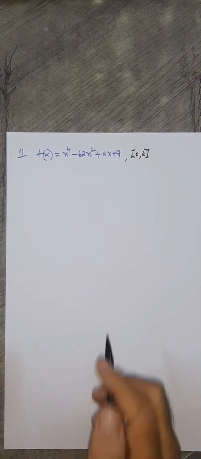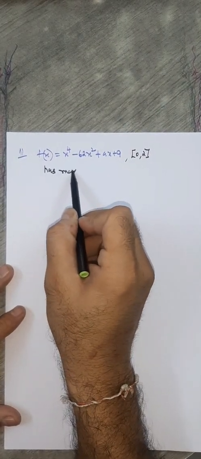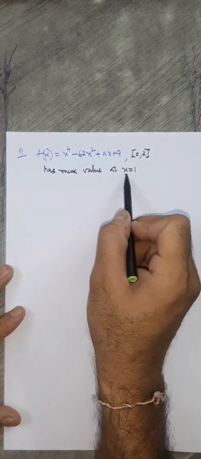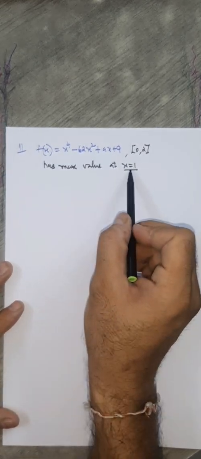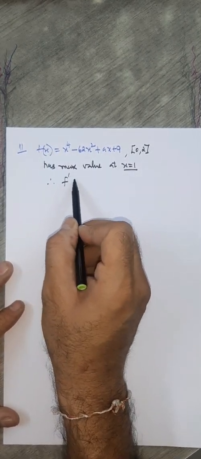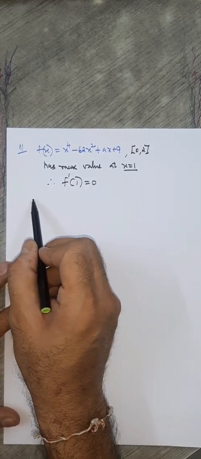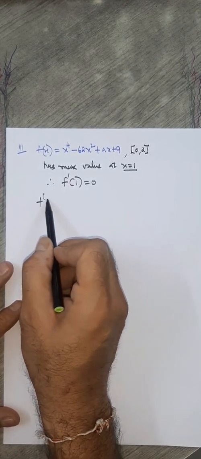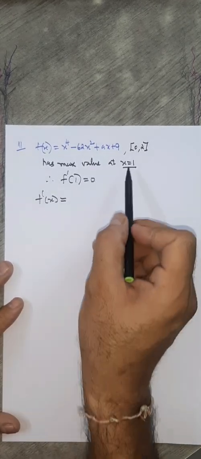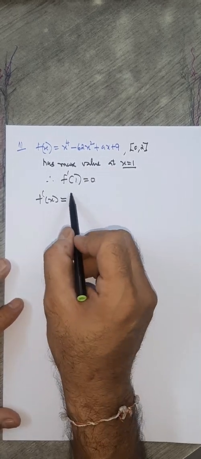In the 11th question, you are given that this function has a maximum value at x equals 1. So what happens at 1? The first order derivative must be 0. So therefore f dash 1 must be 0. We use this. First we get f dash x, and then we put x equals 1, so the derivative must be 0. And at 1, the double derivative has to be negative, but that's not important for us.